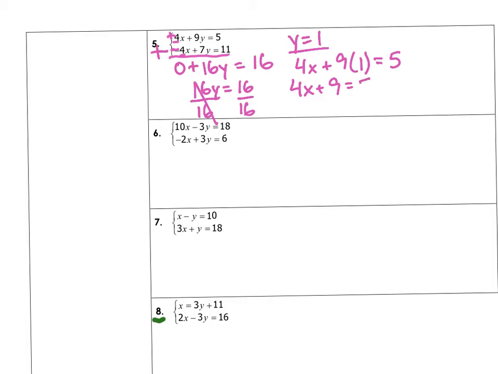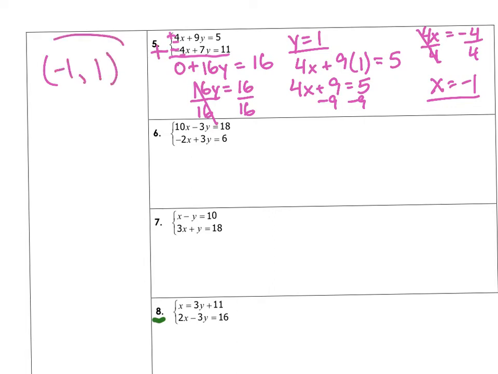I want to get the x by itself. So to do that, once again, I'm going to get rid of the 9 first, because that's the constant. And 4x is equal to a negative 4. Finally, I divide by 4 and find that x is equal to negative 1. And so the solution to my system of equations is negative 1, comma, positive 1.